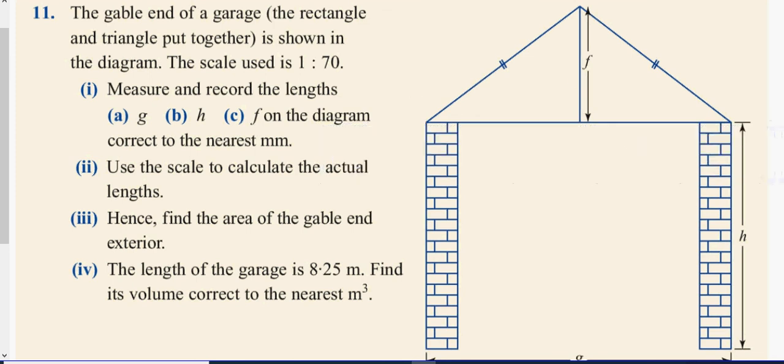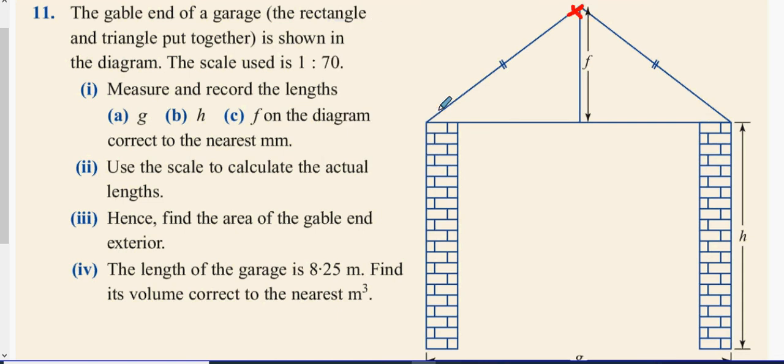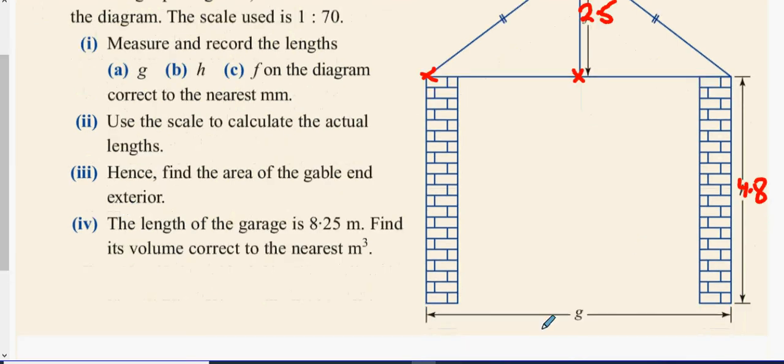Now, what did you get from here to here? 6 point what? Oh, sorry. F. What did you get for F? 2.5 for F. What did you get for H? 4.8. And finally, what did you get for G? 6.5.